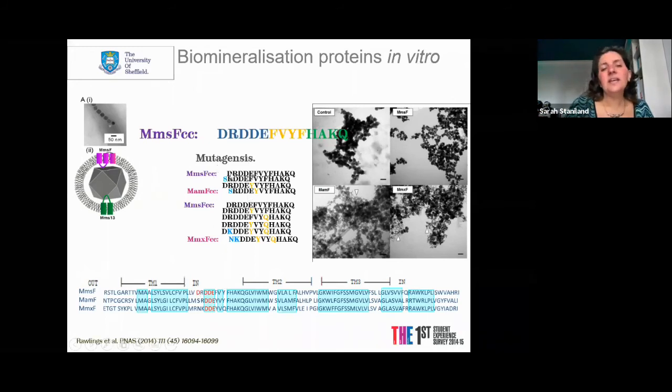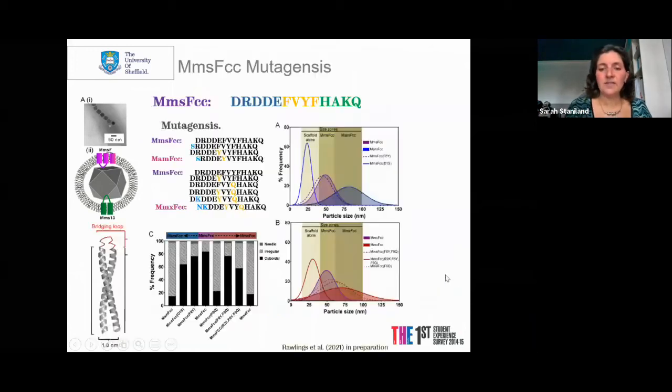So what we did is we've gradually gone one amino acid at a time from the MSF to the MAMF, and similarly from the MSF to the MXF, one amino acid at a time, changing it and seeing which ones are the crucial amino acids. This isn't published yet, but I'll share the data and show you. It's all gone wonky, which is annoying, but hopefully you'll be able to see what we can see.